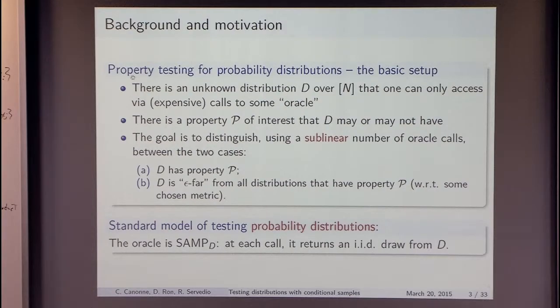We want to make a small number of calls to the oracle, as small as possible. Certainly we want it to be sublinear in n, the support size of the distribution, and we'd like to be able to distinguish between two cases. The first case is that the unknown distribution has the property, and the second case is that the distribution not only doesn't have the property, but it's far from having the property. It's far in some distance measure from all distributions with the property. So in computer science speak, we would think of this as a promise problem, right? You're promised that the distribution either has the property or is far from having the property.